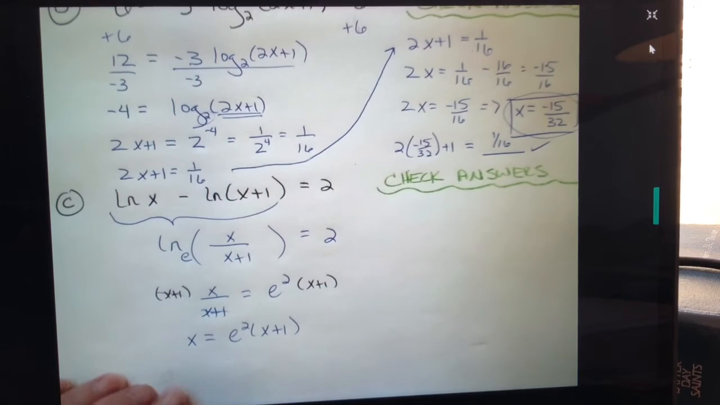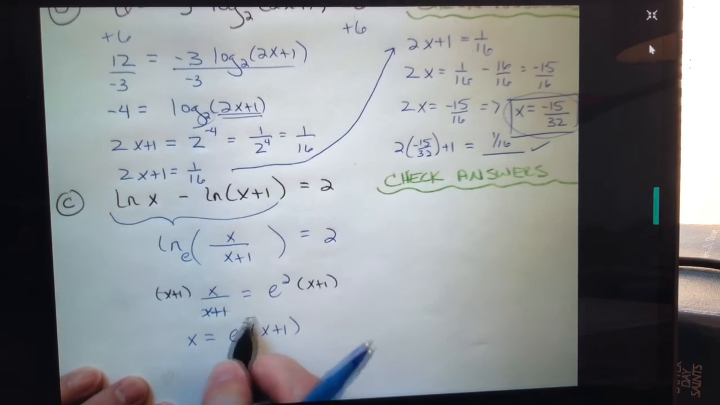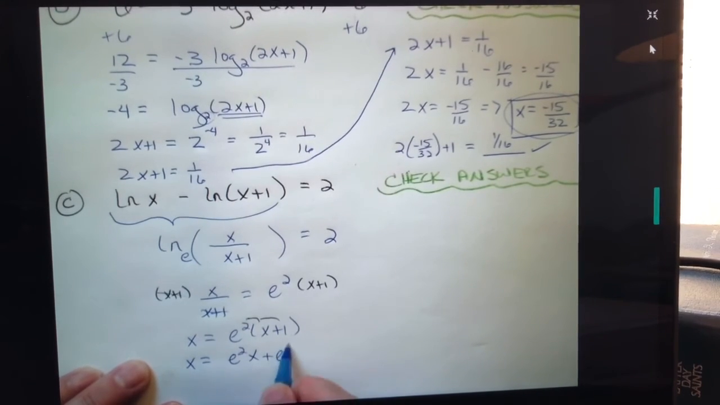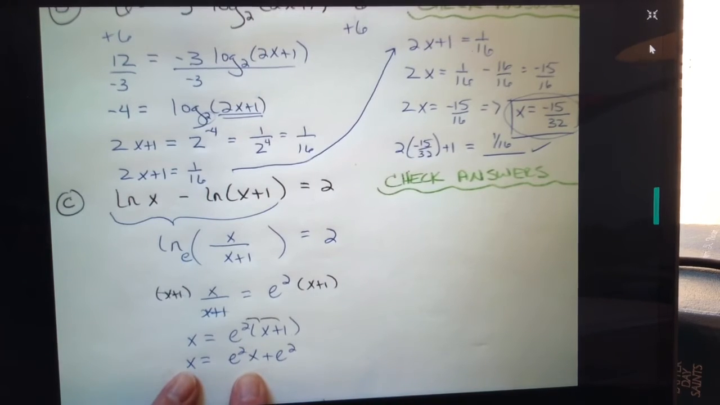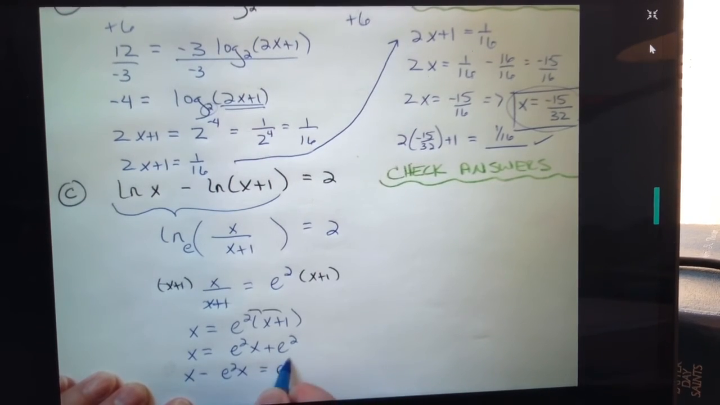And if you remember, when you have your variable in two locations, these are both linear terms because we have x to the first. So the goal is to get all of the x's on one side and the numbers on the other. So first, let's get this e squared pushed through. So I have x equals e squared times x, and then plus e squared. At least now I can see these x terms. Okay, so I want them all on the same side of the equation. I'm going to subtract this over here. So I have x minus e squared times x equals e squared.